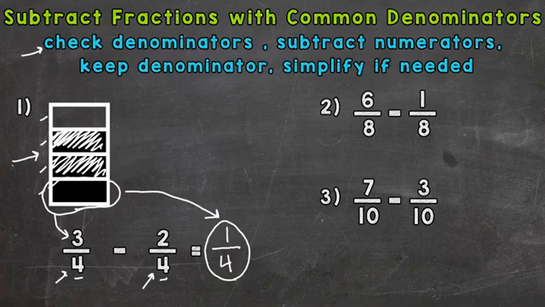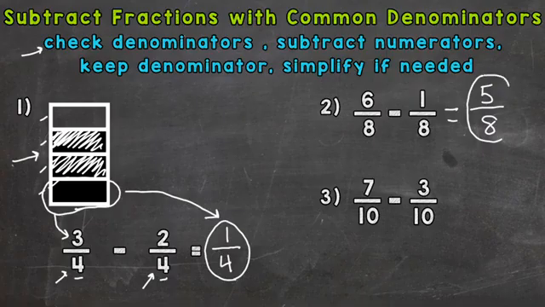So let's go to number 2. So check the denominators first. Do we have a common or like denominator? Yes, we have 8 there. So now we can subtract the numerators. So 6 minus 1 is 5. We keep our denominator of 8 the same, and then we simplify if needed. So 5/8 is in simplest form. The only common factor between 5 and 8 is 1, so we are done.